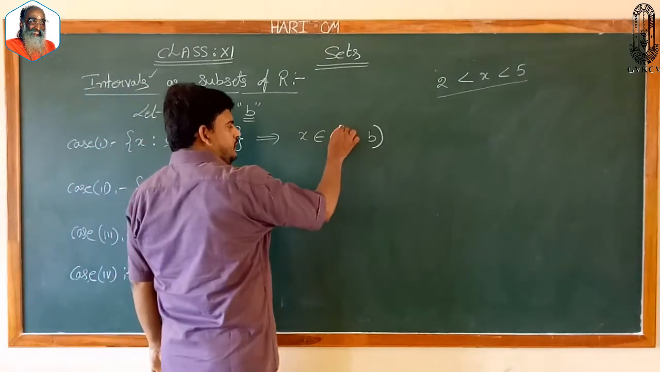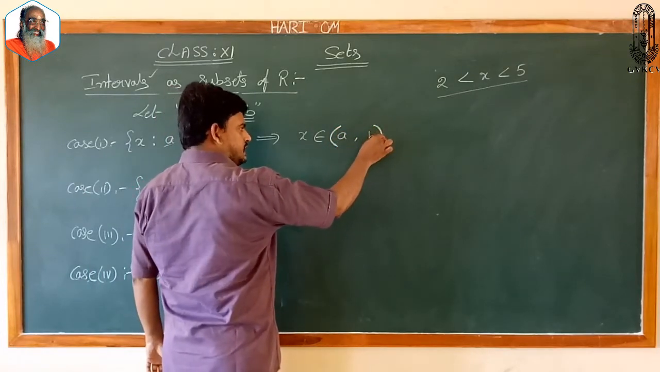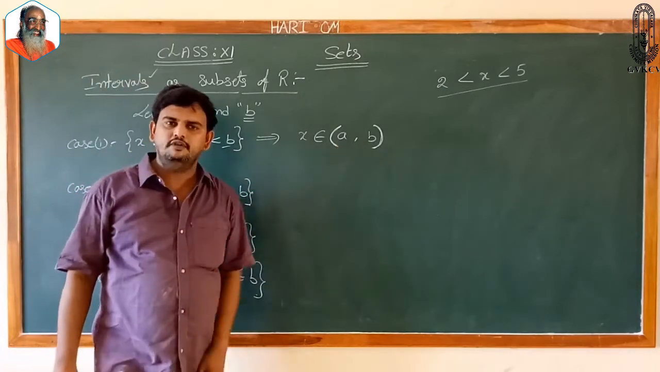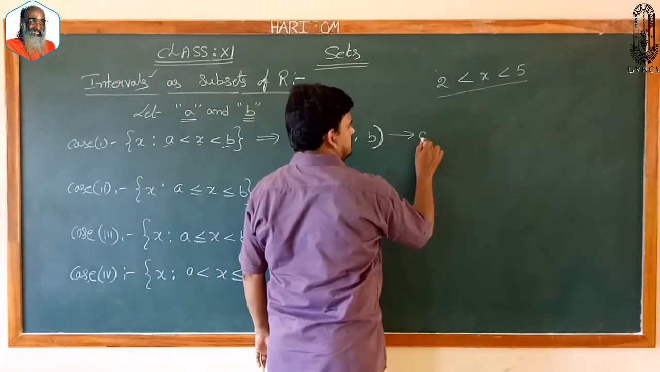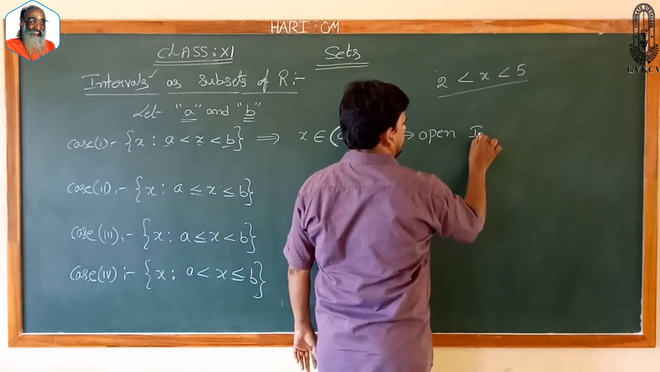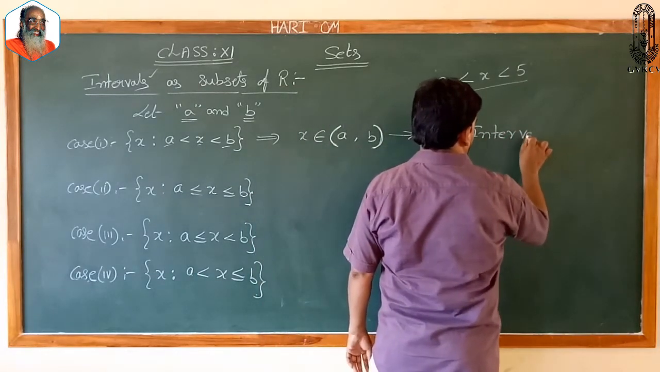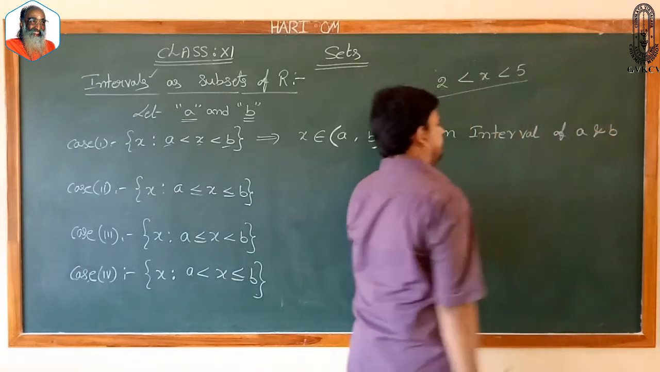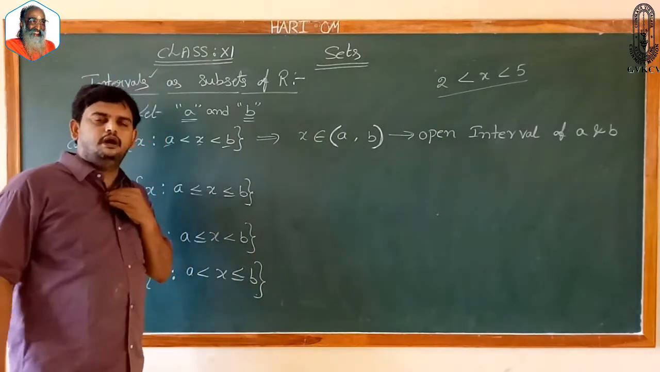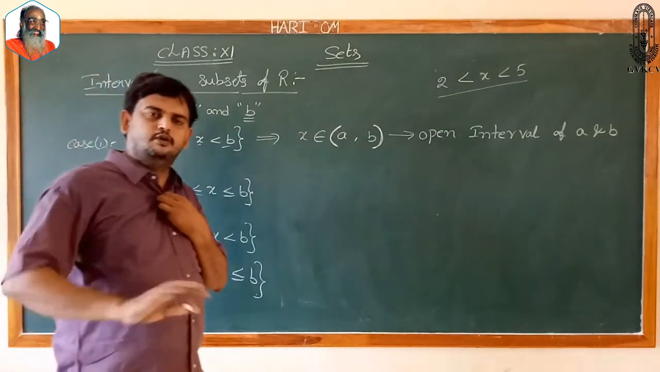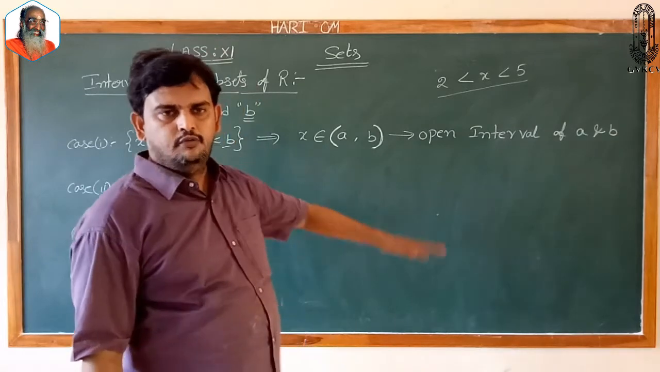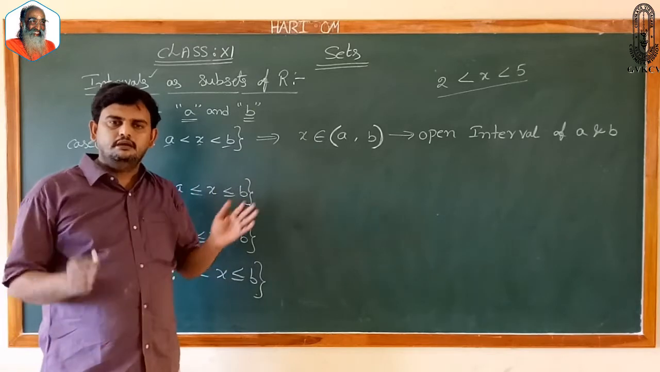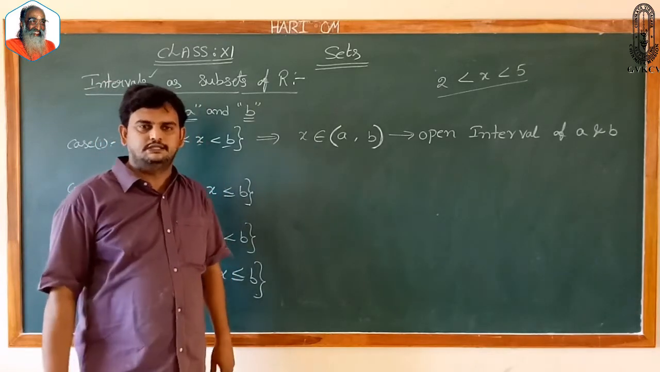So whenever we have the meaning of open brackets a comma b, it means that we are not considering the values of a and b. This is nothing but called open interval. Open interval of a and b. We have intervals: open interval, closed interval, closed-open, open-closed, and all. Open interval means excluding a and b, between the values we are considering.